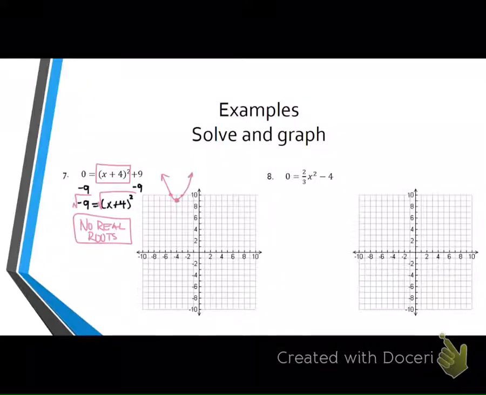Actually, when you get to Algebra 2, this is going to be, don't write this down, plus or minus 3i equals x plus 4. And you'll be able to keep solving. What's i? Imaginary. That's why I tell you it's an imaginary solution, because you are going to be able to do that when you get to Algebra 2.